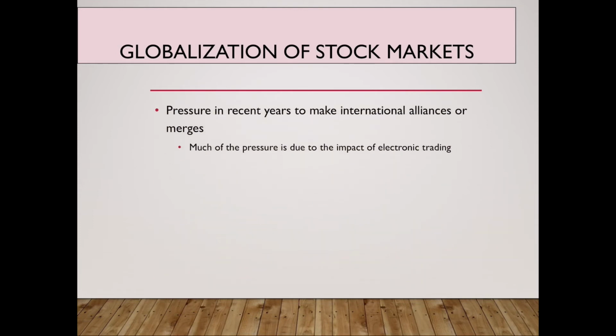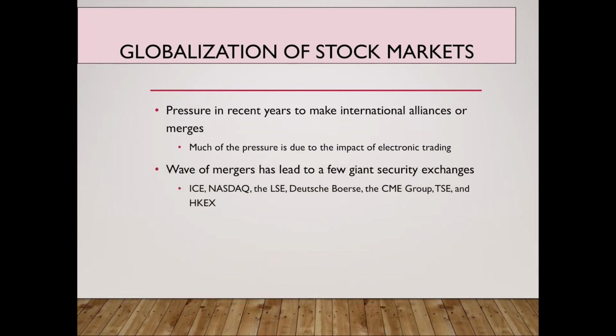So in recent years, there has been pressure to make international alliances or mergers. Most of this pressure is due to the impact of electronic trading. Linking these different exchanges, there's been a wave of mergers that have led to a few giant security exchanges such as ICE, NASDAQ, the LSE, and others.